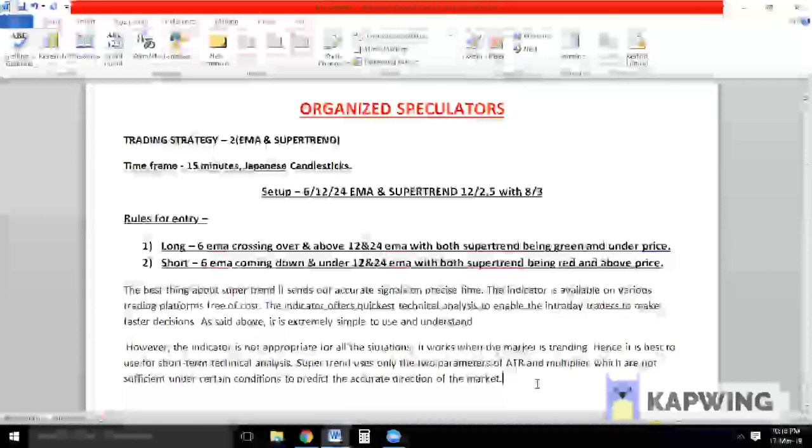Now, super trend, as we discussed earlier as well in the PSAR video, is basically derived from the ATR or average true range indicator. The good thing about super trend is that it sends out accurate signals at the right time of entry, or the precise time. It is generally available on most trading platforms, and it is a very good indicator for short-term technical analysis in a trending market like ours. It also works in range-bound markets, albeit not as well, which is why we have combined it with 6, 12 and 24 exponential moving averages.